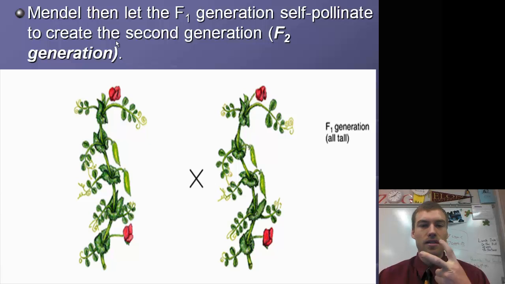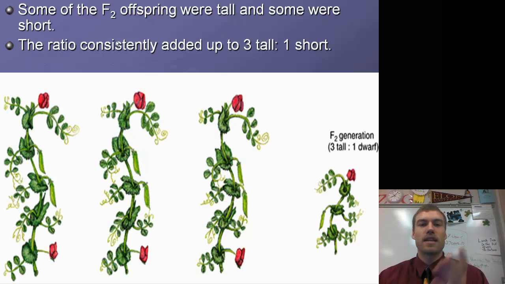He then takes 2 of the F1 generation and crossbreeds those, or self-pollinates them. So basically he's got 2 F1 plants, and he crosses the F1 plants to create the F2 generation. And when he gets the F2 generation, some were tall and some were short, and this was always occurring in a 3-to-1 ratio, 3 talls to 1 short.